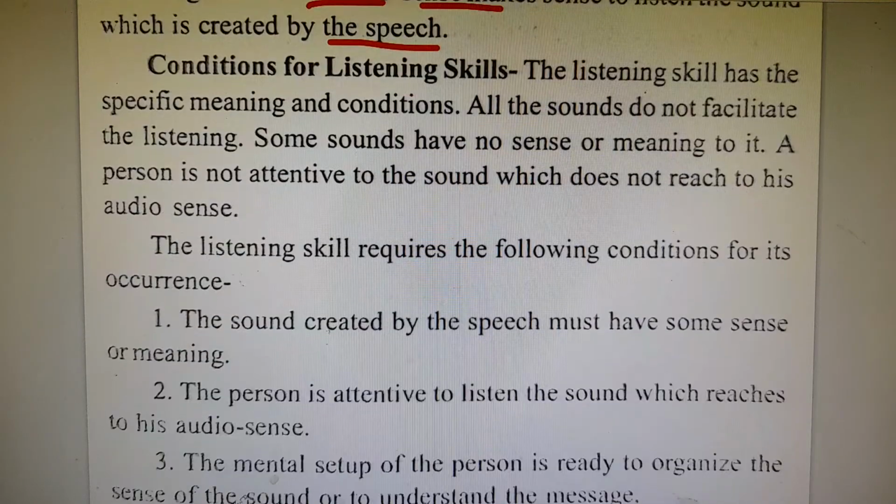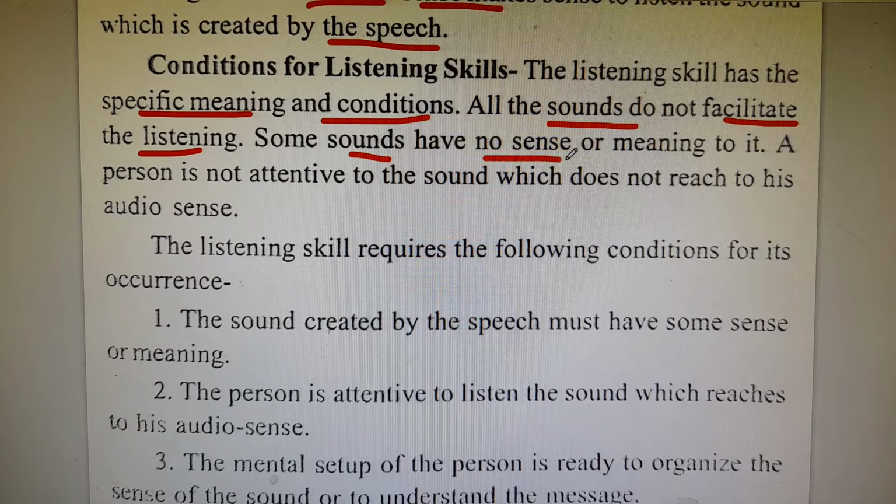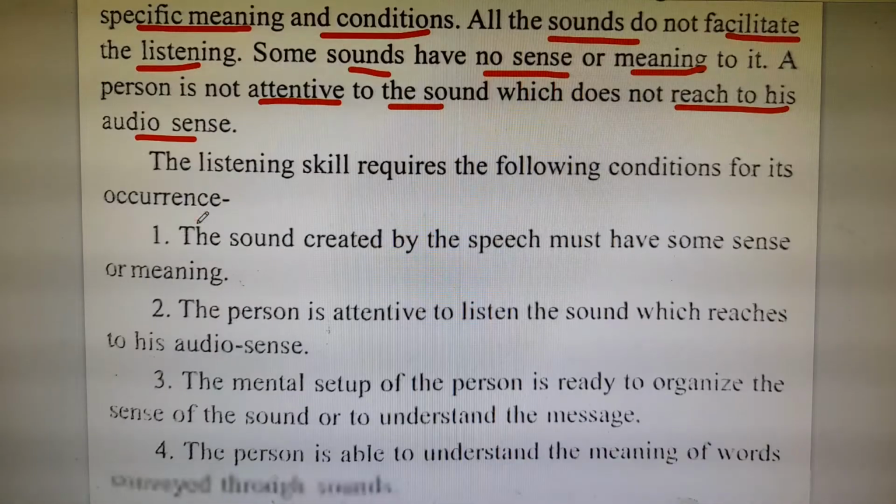Conditions for the listening skill. The listening skill has specific meaning and conditions. All the sounds do not facilitate the listening. Some sounds have no sense or meaning to it. A person is not attentive to the sound which does not reach his audio sense. The listening skill requires the following conditions for its occurrence.